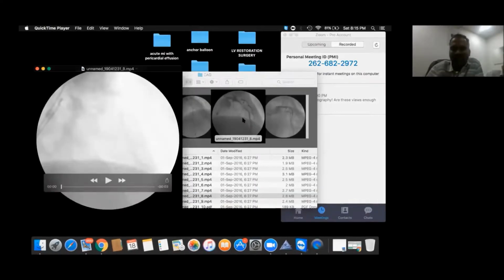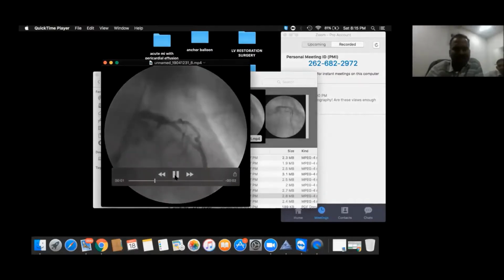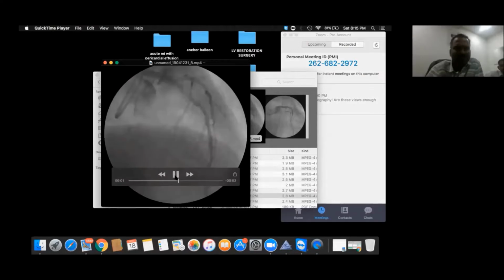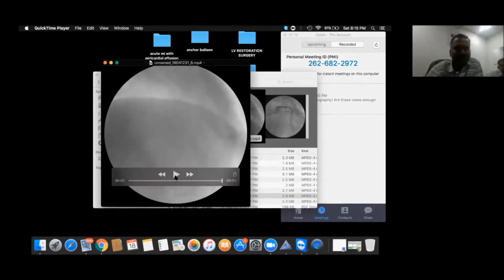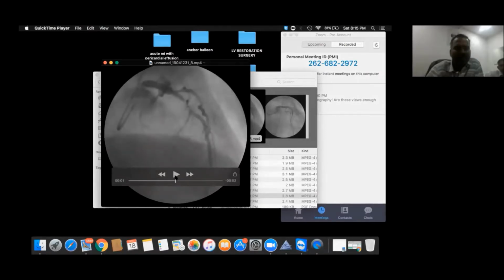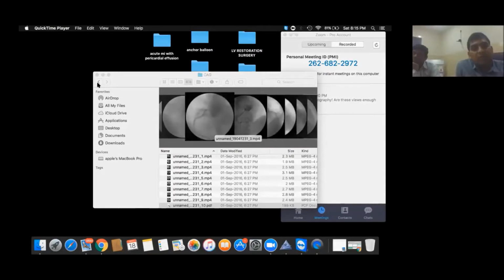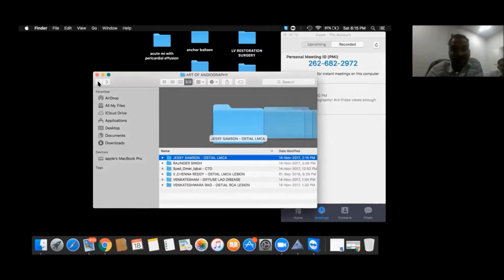I'll show another view, Sridhar, of this patient. Yeah, this is another view. I think it's a RAO cranial view. So that confirms the problem, right? Definitely, it looks significant. So this is one case. Next.